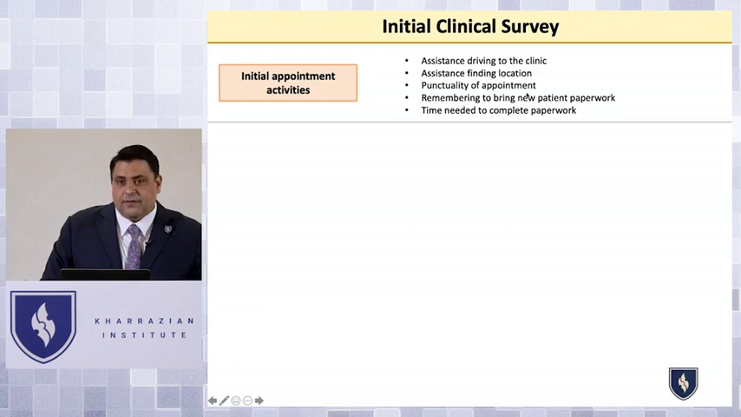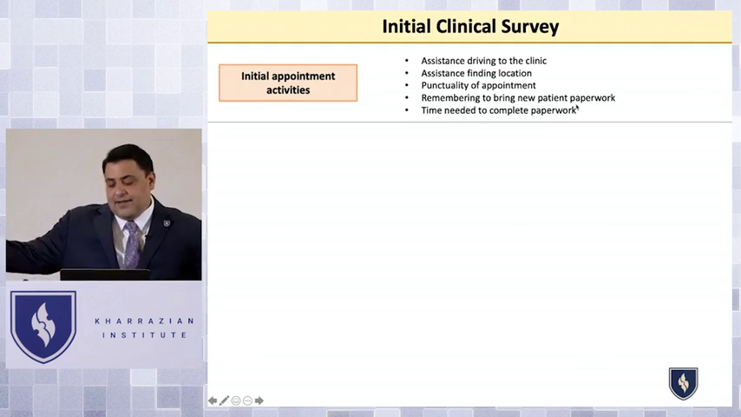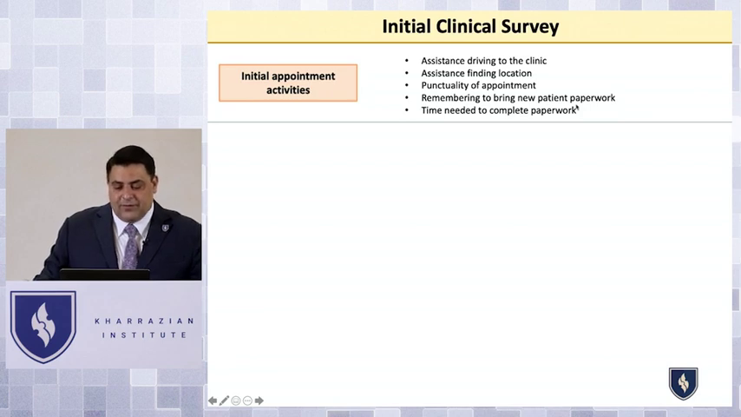Those are clues that their cognitive function is impaired. Did they remember to bring their new patient paperwork? If they didn't, how long does it take to complete the paperwork? Does it take them 45 minutes to fill out a brain region localization form, where it takes people normally 5 to 10 minutes to fill that out? So those are all things that you want to evaluate.